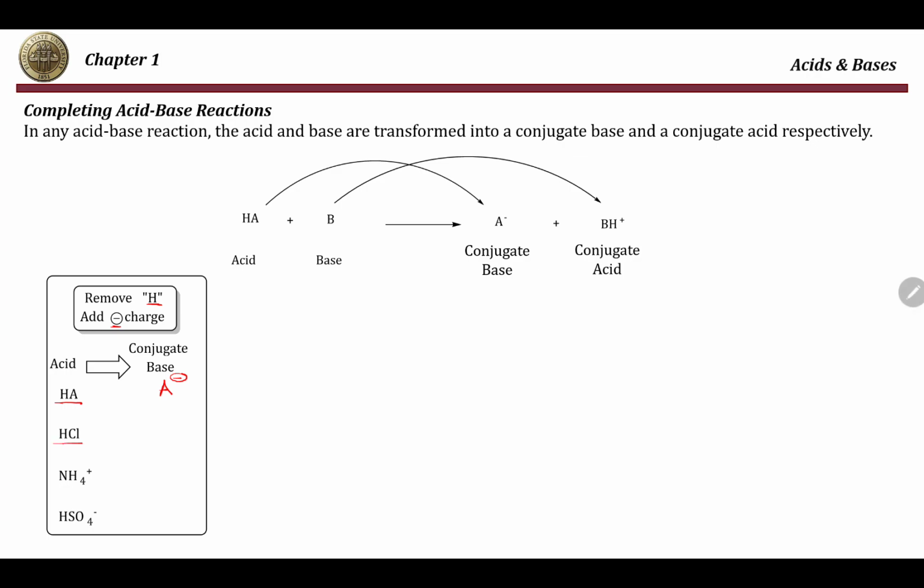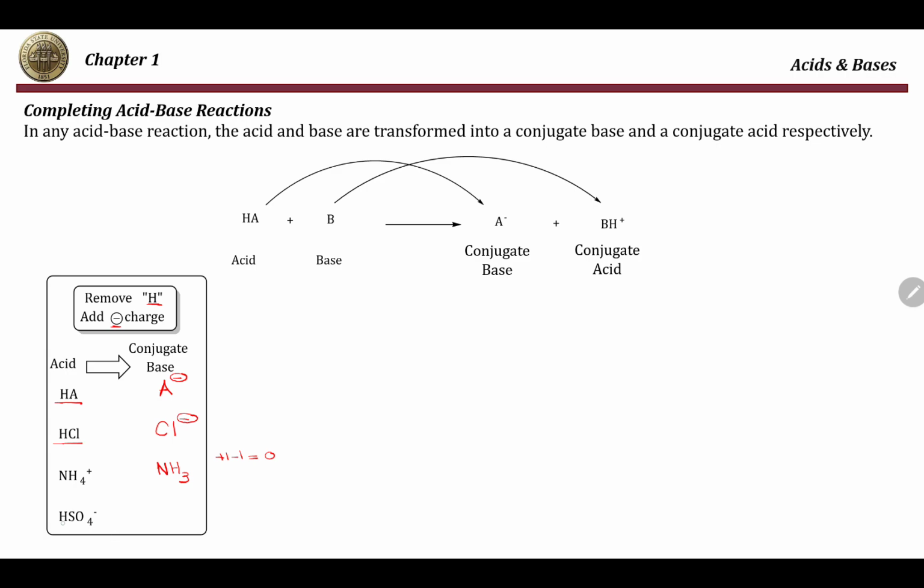In the second example, if I remove one hydrogen, it will become Cl, and I have to put a negative charge here. In the third example, I have NH4 plus, and I have to remove one hydrogen, so it becomes NH3 plus 1 minus 1, and the total is 0. And this is the structure for NH3.